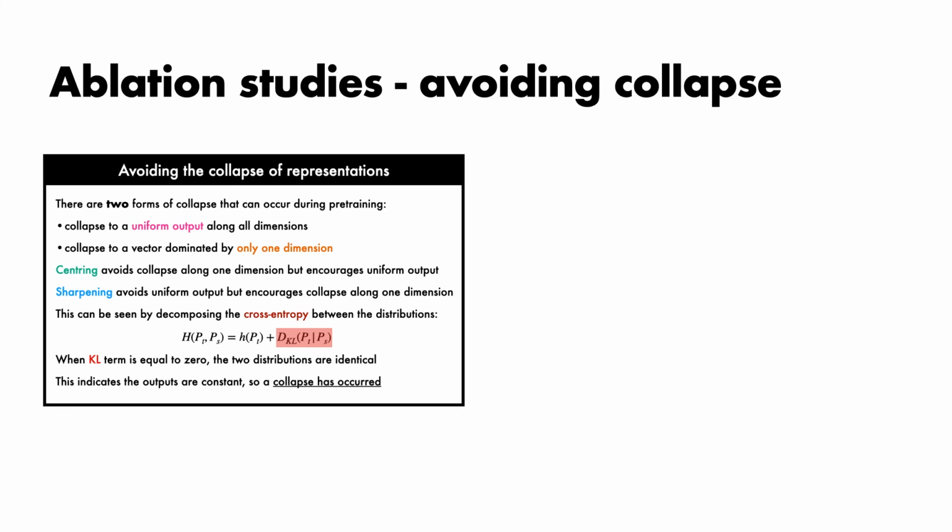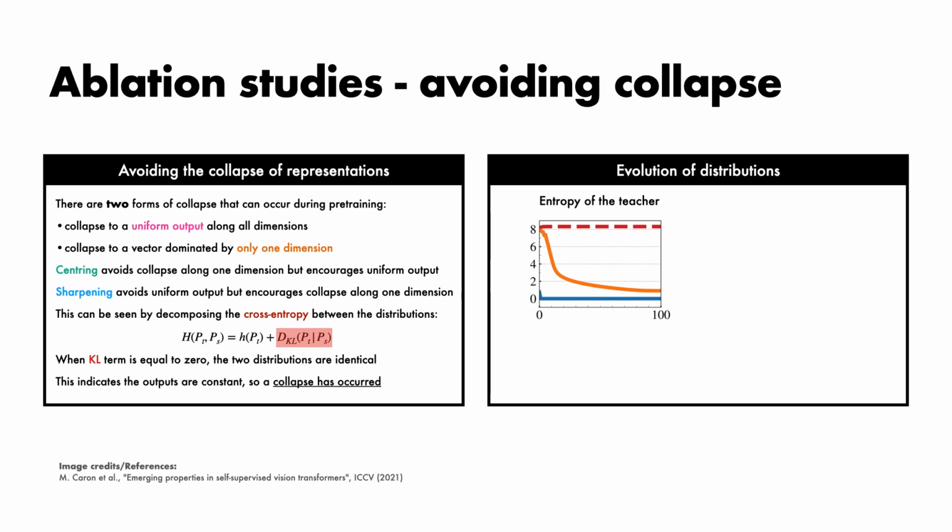To analyze this effect quantitatively, we can plot the entropy of the teacher outputs during training. Here the x-axis denotes epochs, and the y-axis denotes the entropy of the targets produced by the teacher. The blue line indicates the use of sharpening, the red dashed line indicates the use of centering, and the orange line indicates the use of both in combination.